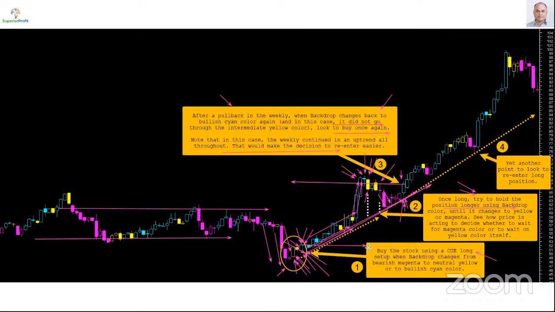So if you already have a strong stock in mind, like Starbucks, like AMD, like Apple, like Coca-Cola, and you want to buy the stock at an opportune moment, you may always look to buy when in weekly it turns cyan first time after a pullback. And again, there was another pullback here, then a cyan color, so you could look for buying here also.